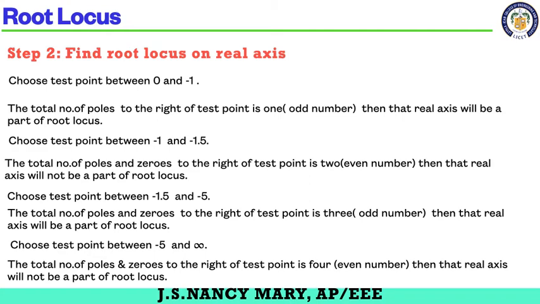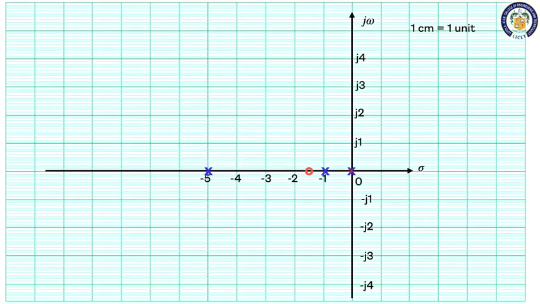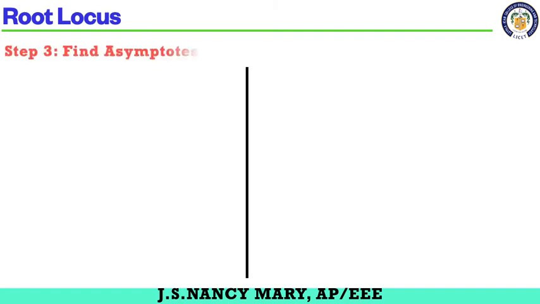Okay, so we are going to mark the same in the graph sheet. So 0 and -1, mark it. -1.5 and -5, you have marked it. Okay, so this comes under the root locus part. Okay, so we'll move on to the next step, that is for asymptote.